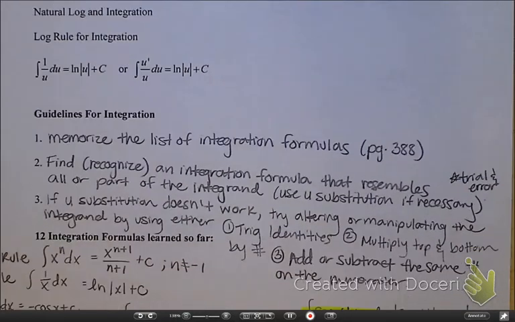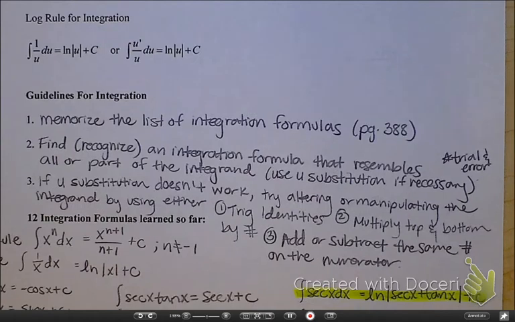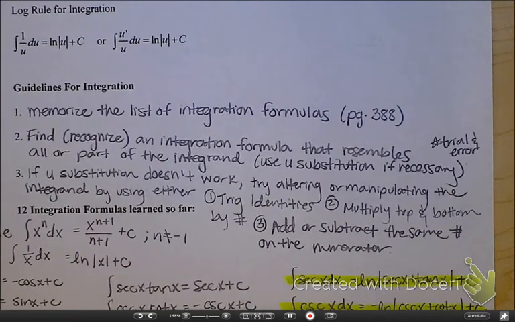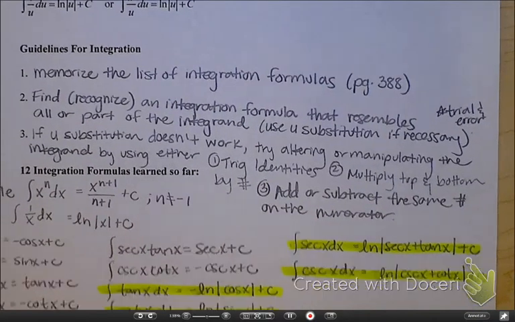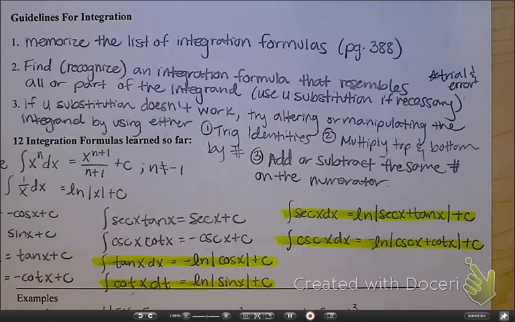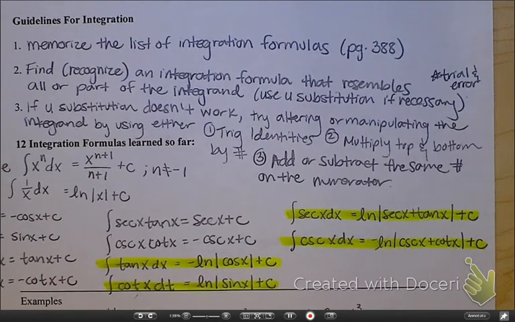Here are some guidelines for integration. So at any point, if I'm going too fast in the video, just pause it. Obviously, I'm going to talk faster than you can write probably. So at any point, just pause it, and then you can copy down what you need to write before we go on. So it says memorize the list of integration formulas.